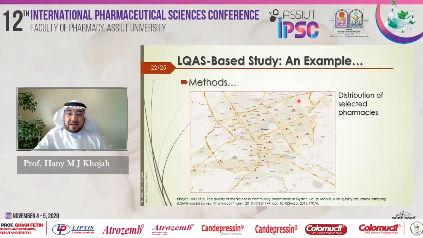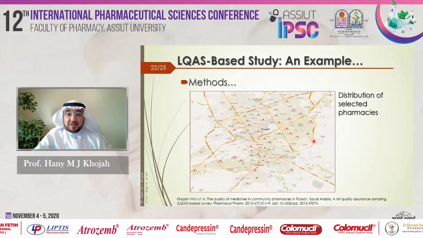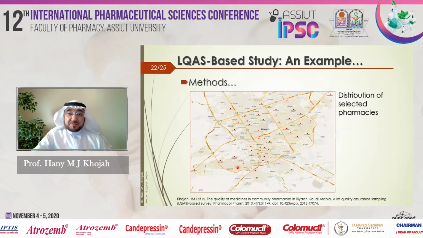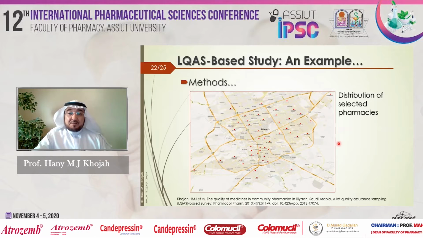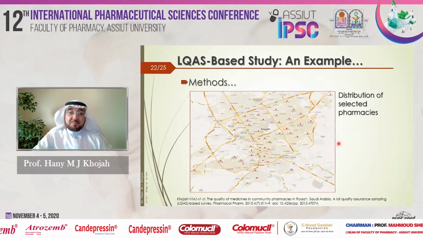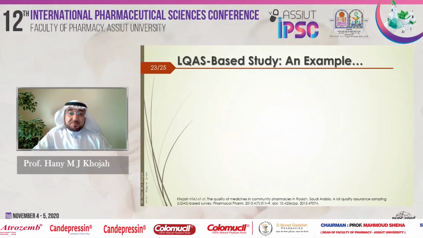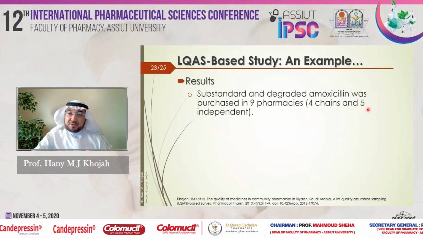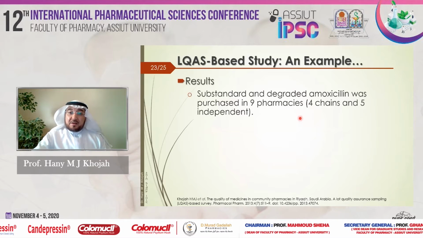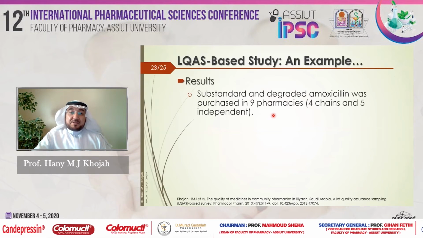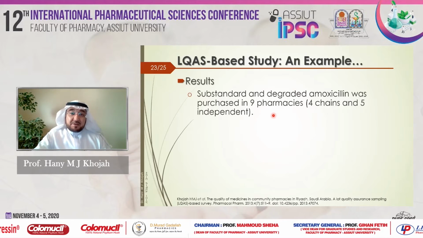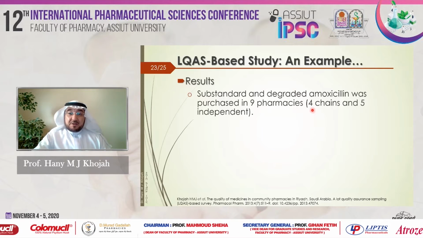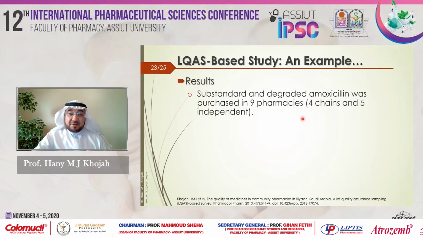Distribution map of the pharmacies. This is Riyadh, and you can see that really samples were randomly collected. These red spots represent the pharmacies I collected from. So it is true random sampling. Unfortunately, I have found substandard, not counterfeit, but substandard and some degraded samples of amoxicillin in 9 pharmacies, 4 chain pharmacies and 5 independent.